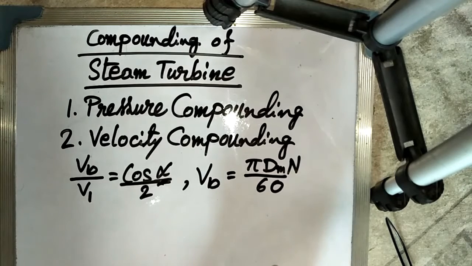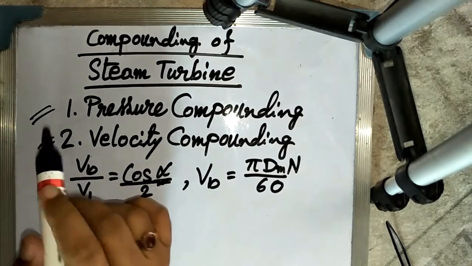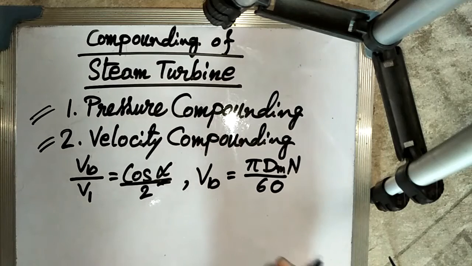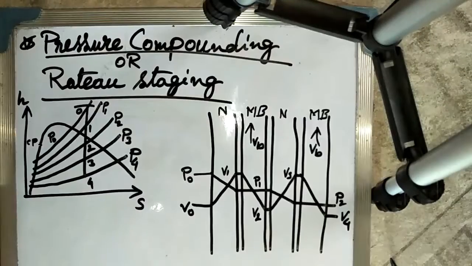Basically there are two ways of compounding of steam turbines. Number one is pressure compounding, and number two is velocity compounding. Pressure compounding is called Rateau staging, and velocity compounding is called Curtis staging. So let's see what is pressure compounding, or Rateau staging.